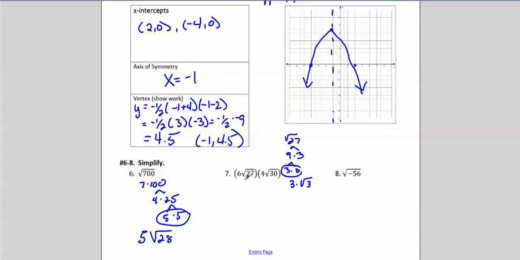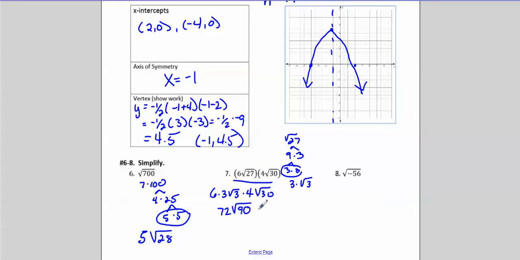So I'll have, for all of this, 6 times 3 root 3 times 4 root 30. So 6 times 3 is 18. 18 times 4 would be 40 plus 32, so 72. Root 3 times root 30 is root 90.